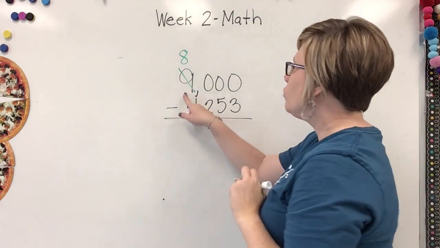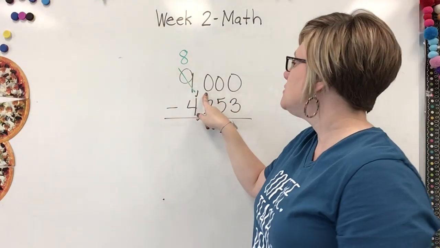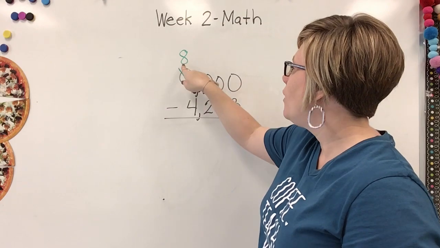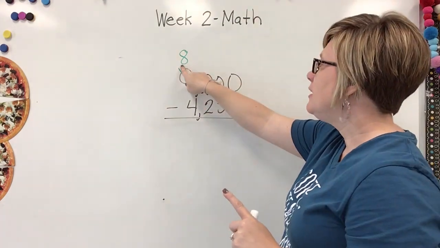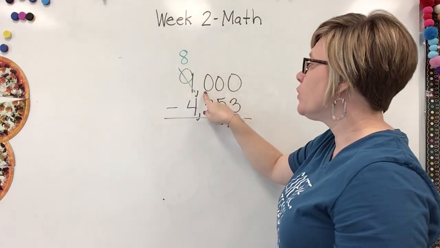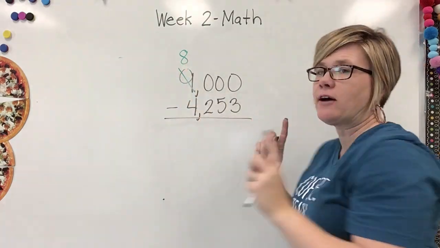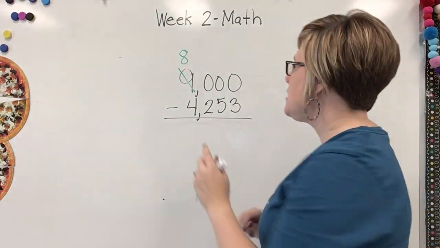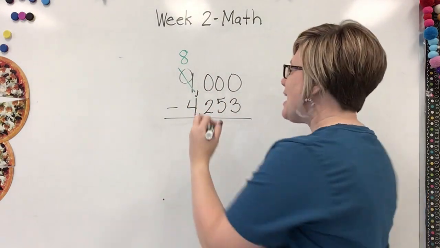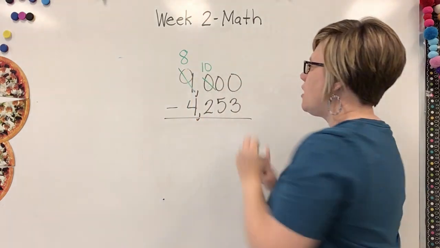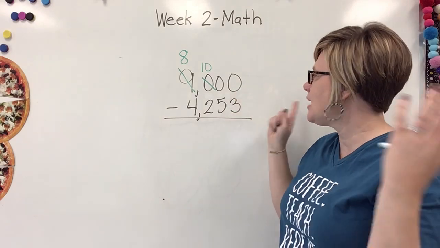All right. Now we're going to trade one of our thousands for some hundreds. It takes 10 hundreds to make 1,000. So we took 1,000 and we're trading it for hundreds. We're going to trade this 0 for 10 hundreds because we borrowed 1,000 and 1,000 and 10 hundreds is the same thing. So this 0 is not 0 anymore. I don't have 0 hundreds. I now have 10 hundreds. All right. But if I go here, I still can't do anything. 0 minus 3, I can't do it.